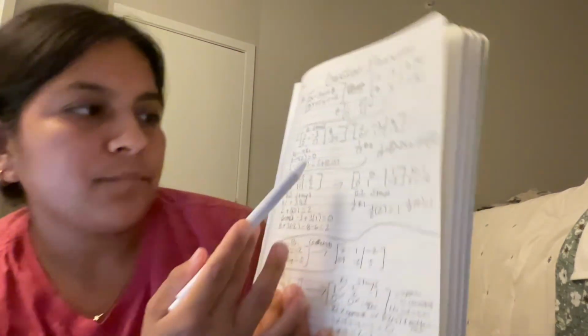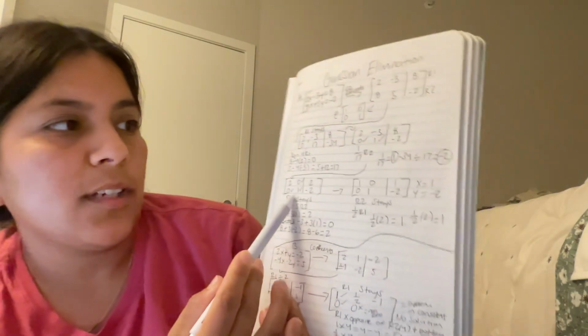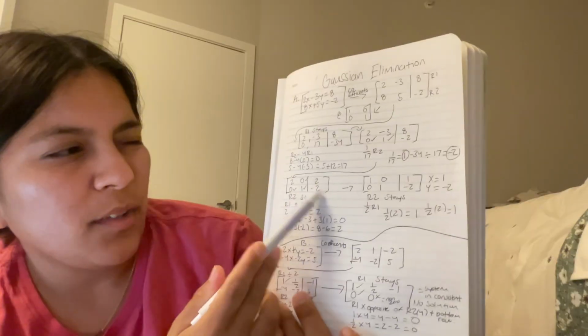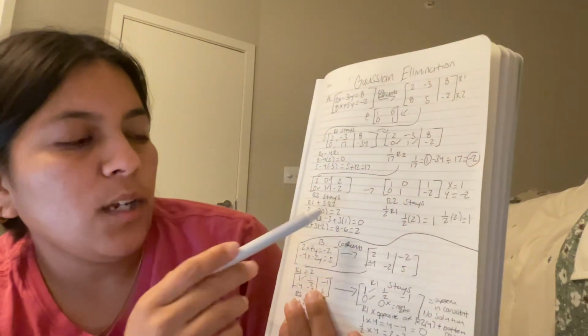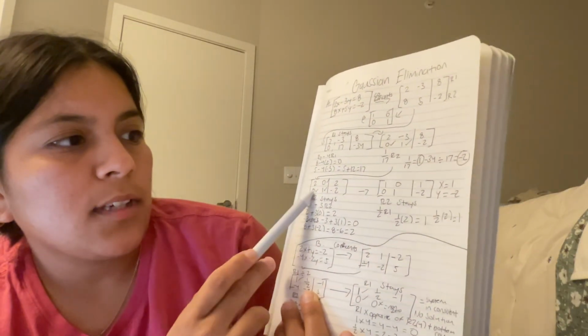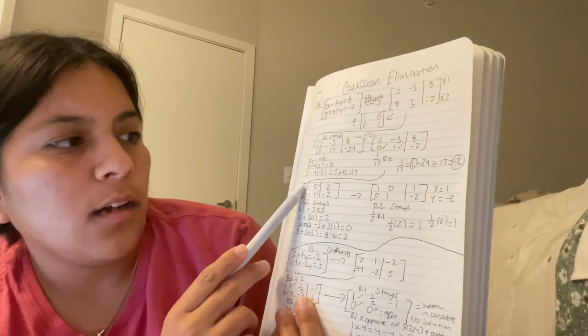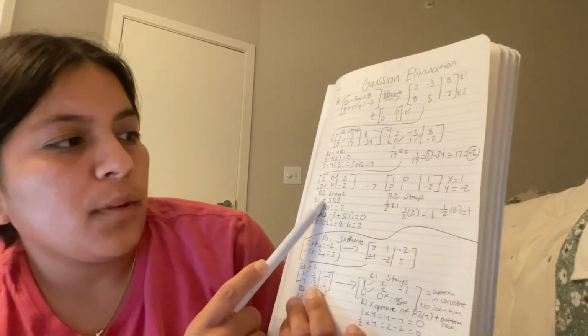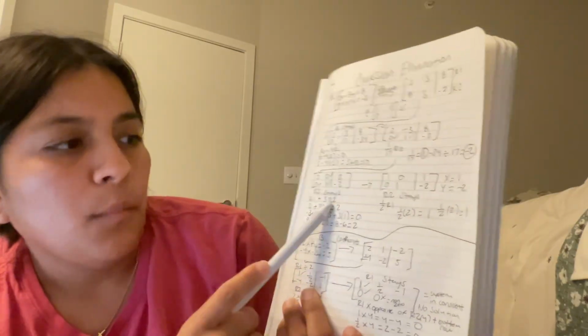All right, and then we're going to go over to the next one. So R2 is good. Row 2 is going to stay because we have it all figured out: the 0, the 1, the negative 2. Now what can we do to make this R1 right here, this 2, a 1? So what we're going to do is R1 plus R2 multiplied by 3.